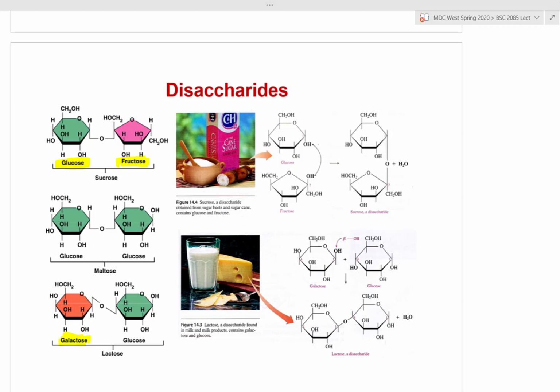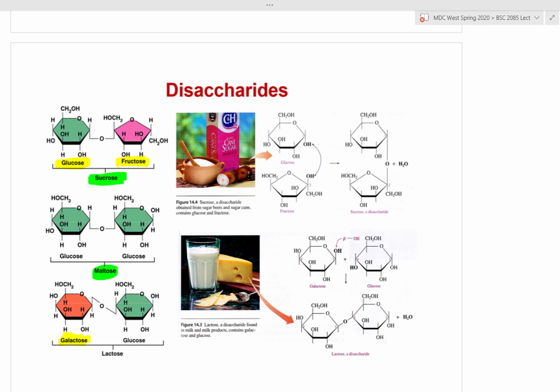So what is a disaccharide? A disaccharide, I'm going to do a different color. A disaccharide is 2 what? Monosaccharides together. So sucrose, which is your table sugar, the sugar that we use all the time, is just a molecule of glucose plus a molecule of what? Fructose. Okay?